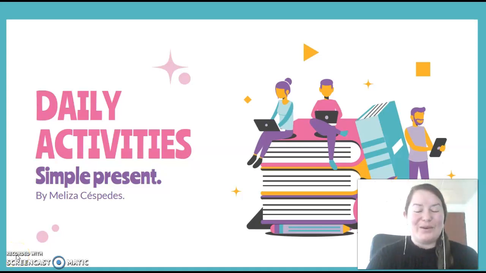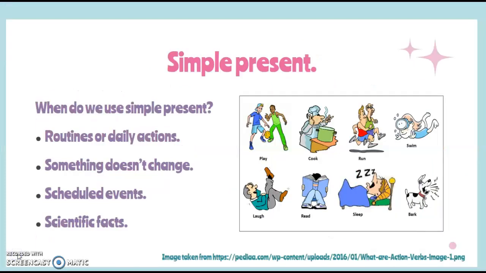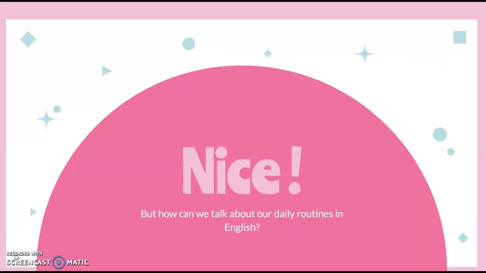Today we are going to talk about daily activities. For that we are going to use simple present. When do we use simple present? We use simple present to talk about routines or daily actions, also something that doesn't change, or scheduled events and scientific facts. Nice, right? But how can we talk about our daily routines in English?